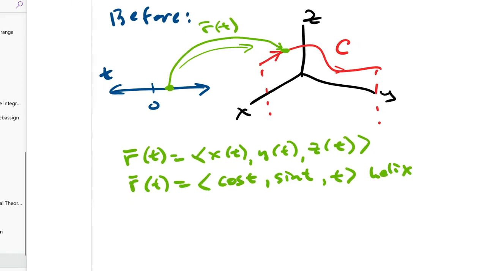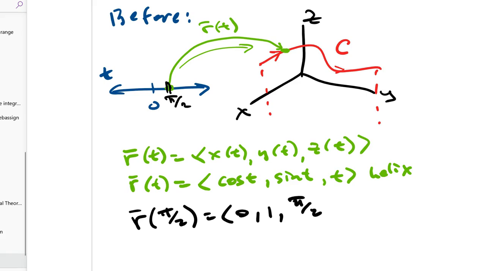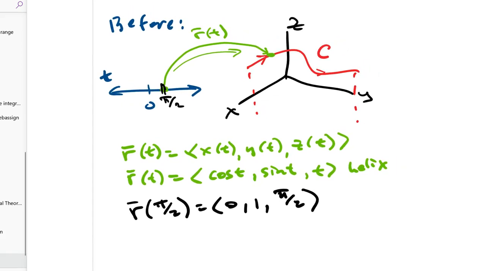So for example, if you did R of, let's say, pi over 2, that would have been 0, 1, pi over 2. And so you have a point in space, 0, 1, pi over 2, that's associated to pi over 2. So I don't know where that is, maybe over here somewhere. Okay? All right, this is a helix though. All right, so that was a curve.